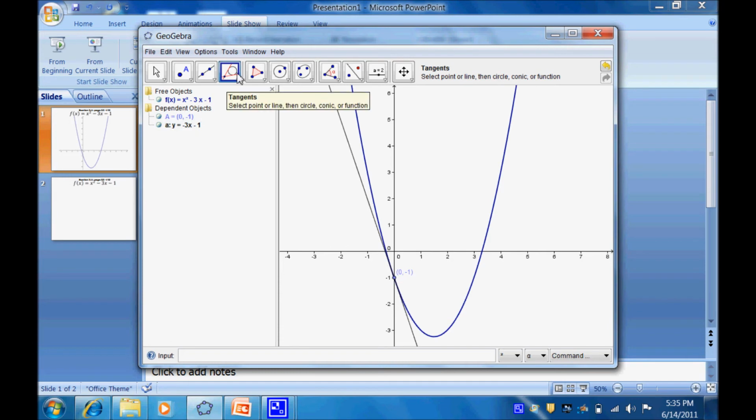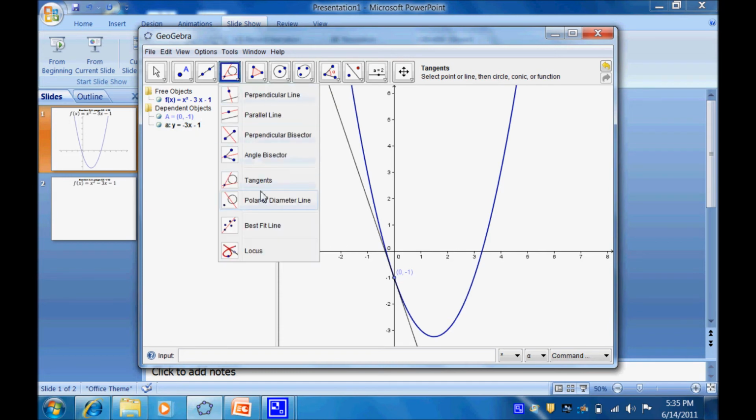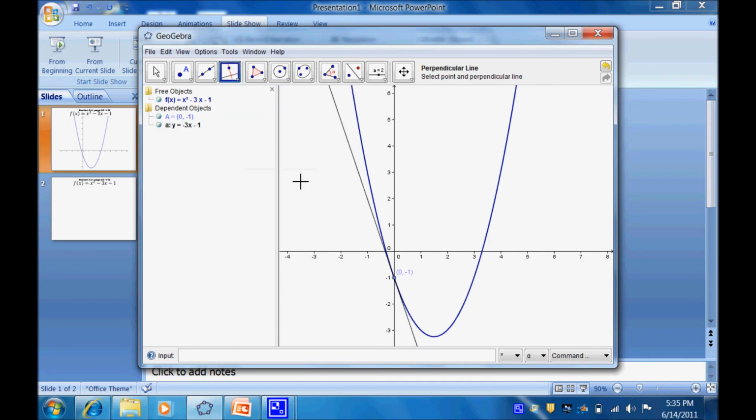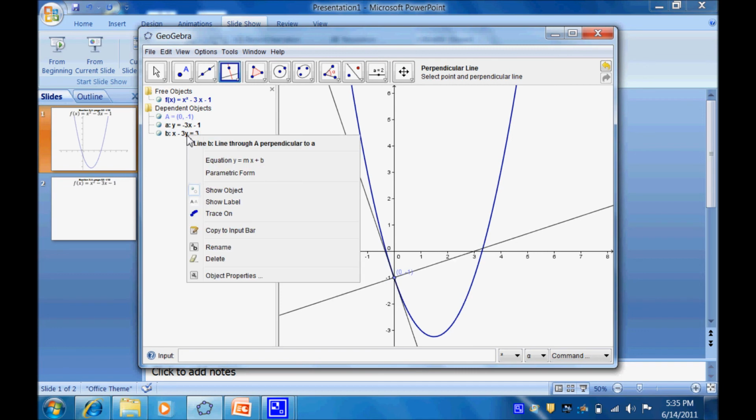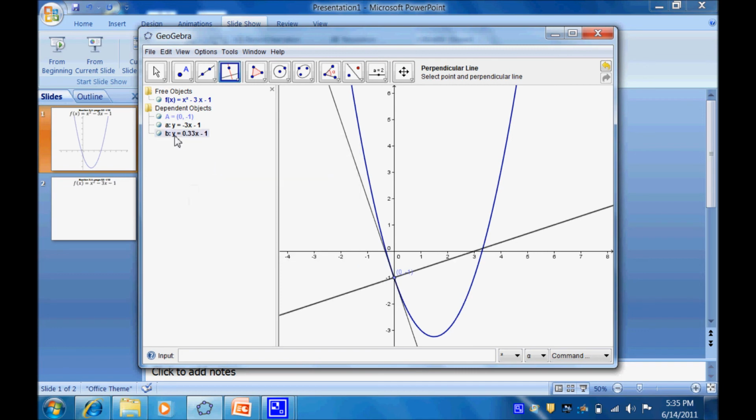All right, now let's draw the normal line. So that's the perpendicular line through this point, perpendicular to the tangent line. Well, that looks a little bit different, but we can put it in y equals mx plus b form, and we can see once again y equals 1/3 x minus 1.